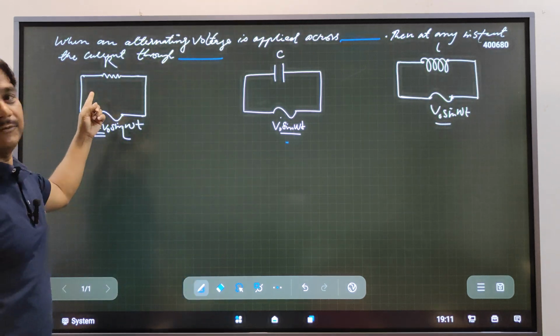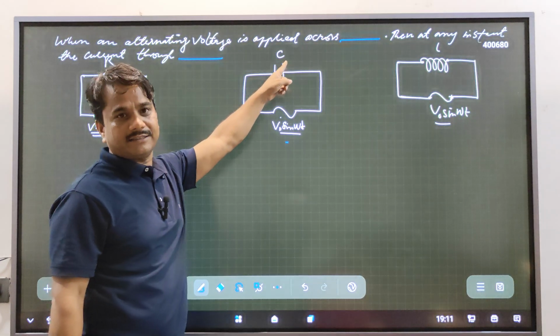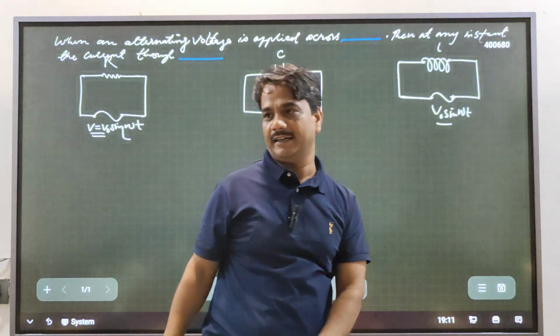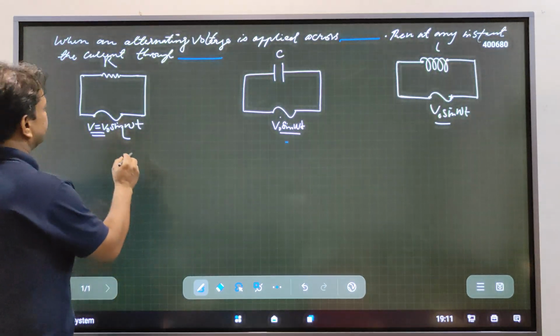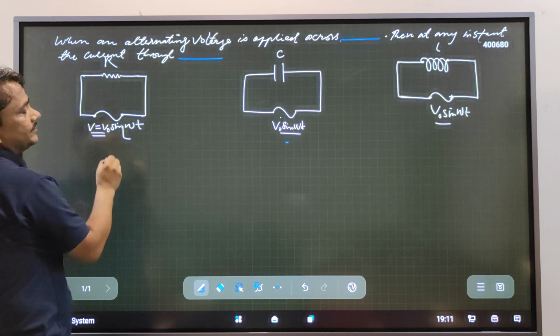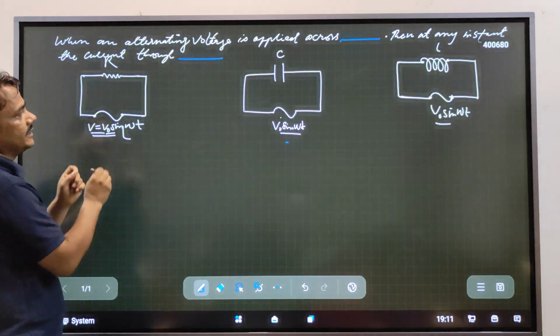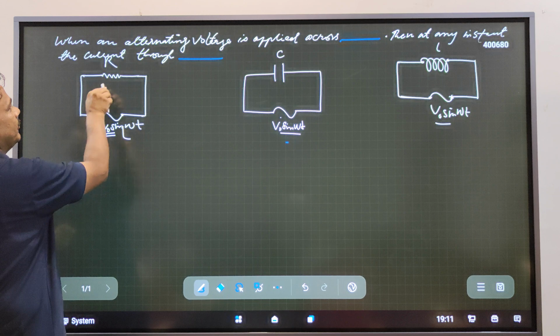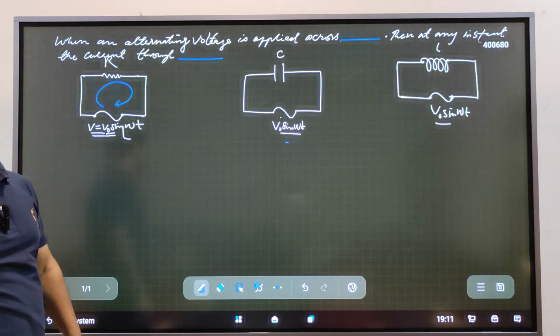In case of a resistor you will write R, in case of a capacitor you will write C, in case of an inductor you will write L. Look here: the alternating voltage is this. Is this forming a complete loop here? Yes, obviously it's forming a complete loop.